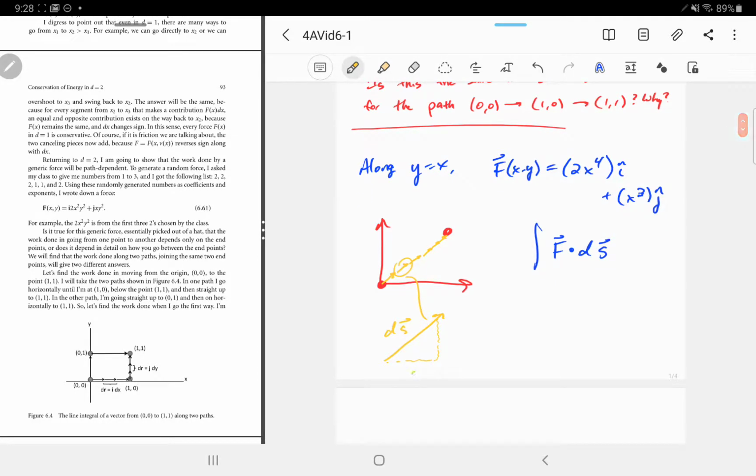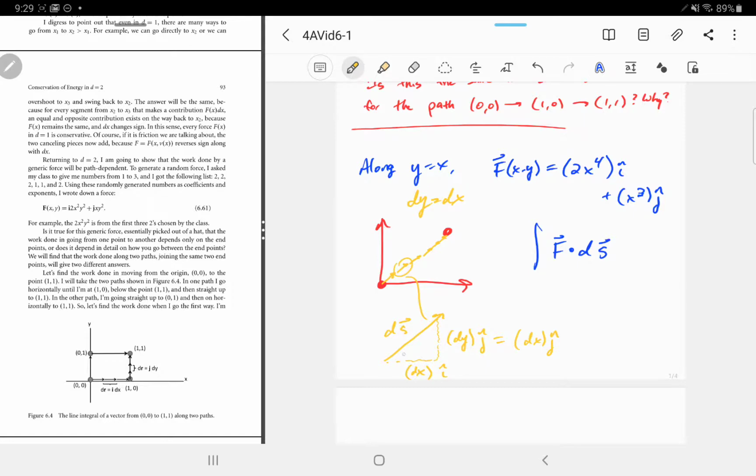ds has a horizontal piece, dx in the i hat direction, and dy in the j hat direction. But dy is equal to dx. We can derive that from our path. So y equals x is our path. If we take the differential of both sides, we get dy equals dx. And so actually I can replace this dy with the same thing, dx.